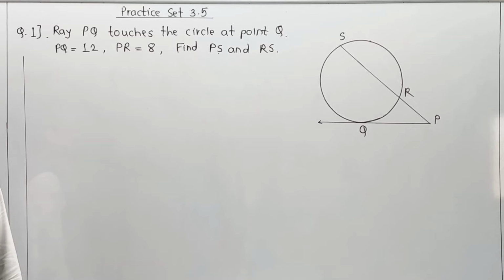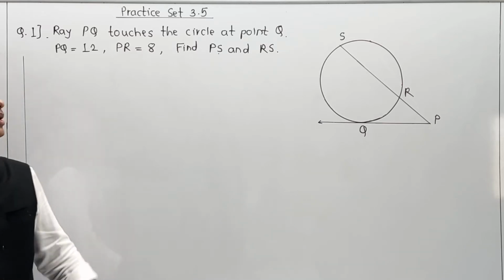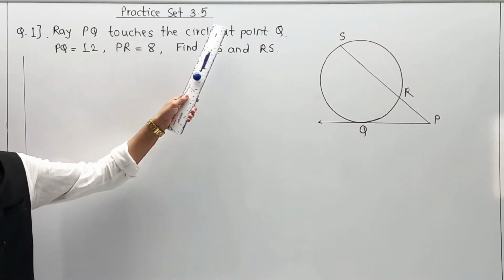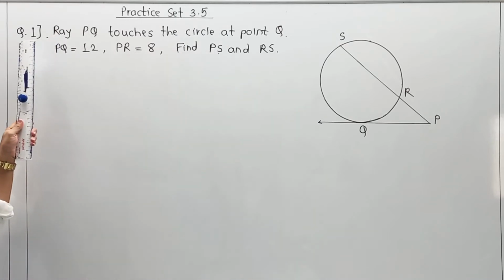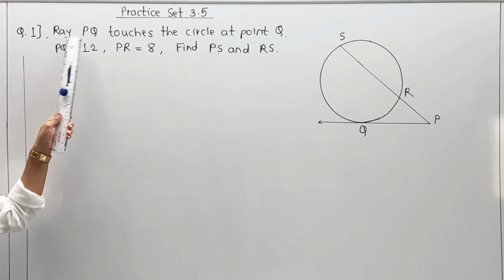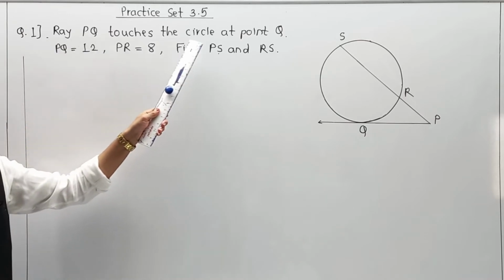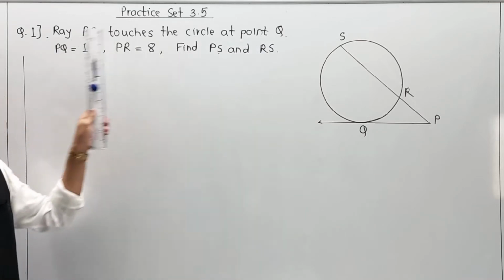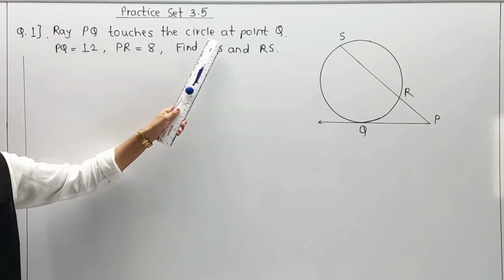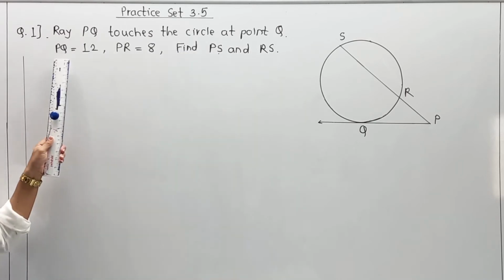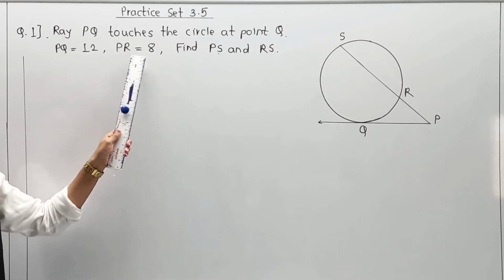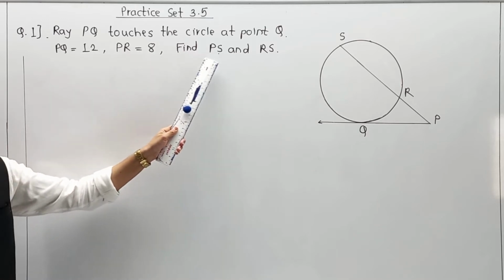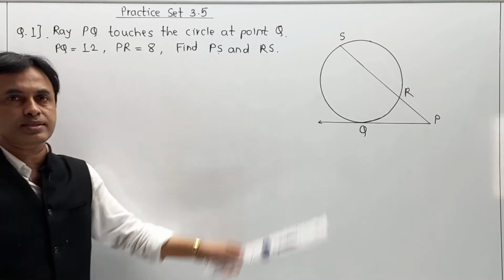Hello friends, we have already completed all the theorems. Now moving to practice set 3.5. As per question number 1, ray PQ touches the circle at point Q. PQ is equal to 12, PR is equal to 8. Then find the value of PS and RS.